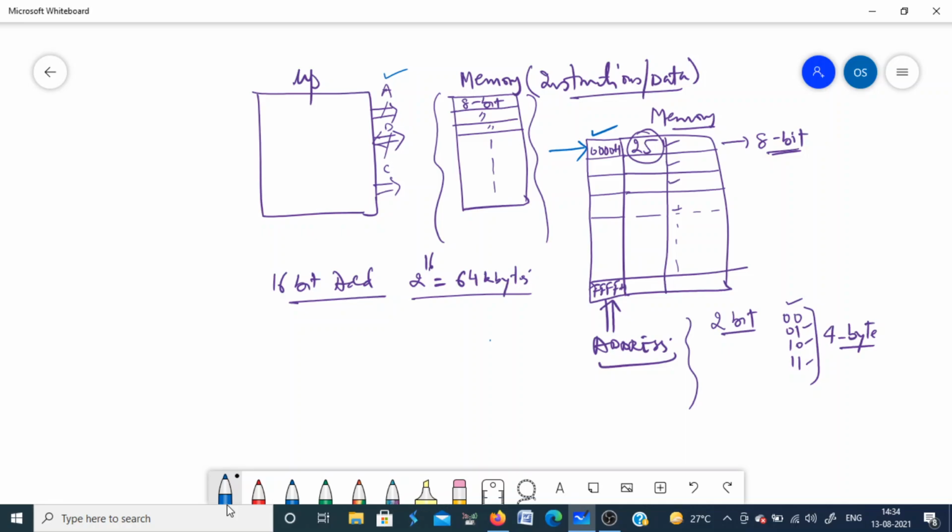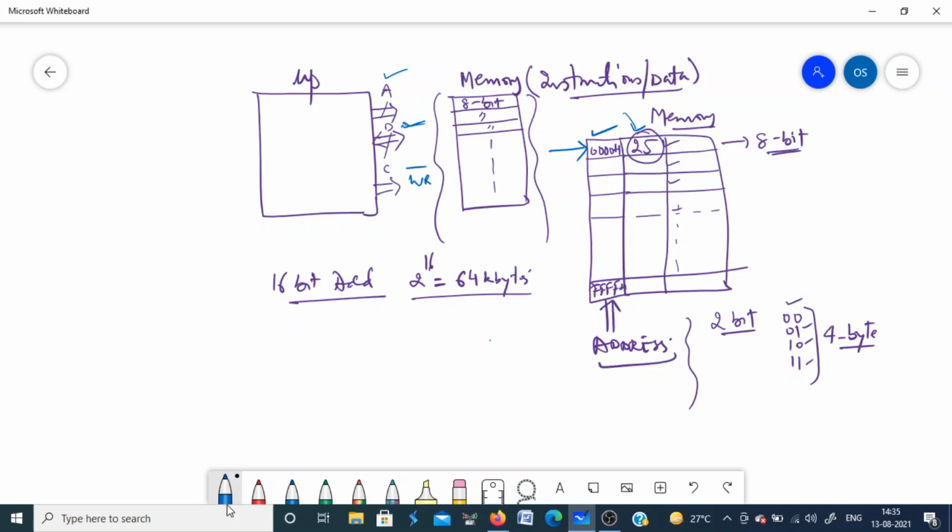Now if you want to write some data into this location, suppose that data is 25. In the next stage, that data will be placed on the data bus. Once you place this data on the data bus, the processor will send a control signal called write. This gives a write command, and whatever data is on the data bus will go inside the memory at this location, 25. This is how we write data into the memory.